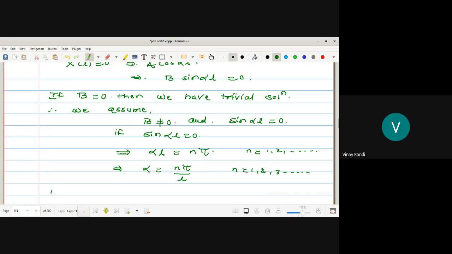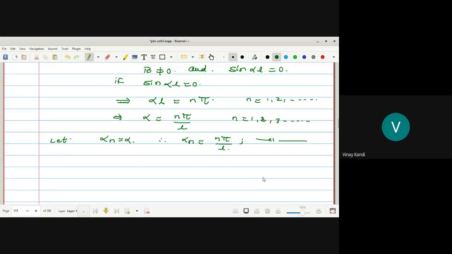So let us give it a name: alpha n is equal to alpha. For n equal to 1, alpha 1 is equal to pi upon l. Alpha 2 will be 2 pi upon l. Alpha 3 will be 3 pi upon l. Okay, I only changed the notation. So let alpha n is equal to alpha. Therefore, we get alpha n is nothing but n pi upon l, n running from 1, 2, 3, 4, 5, 6, 7. So this is the value of alpha n.